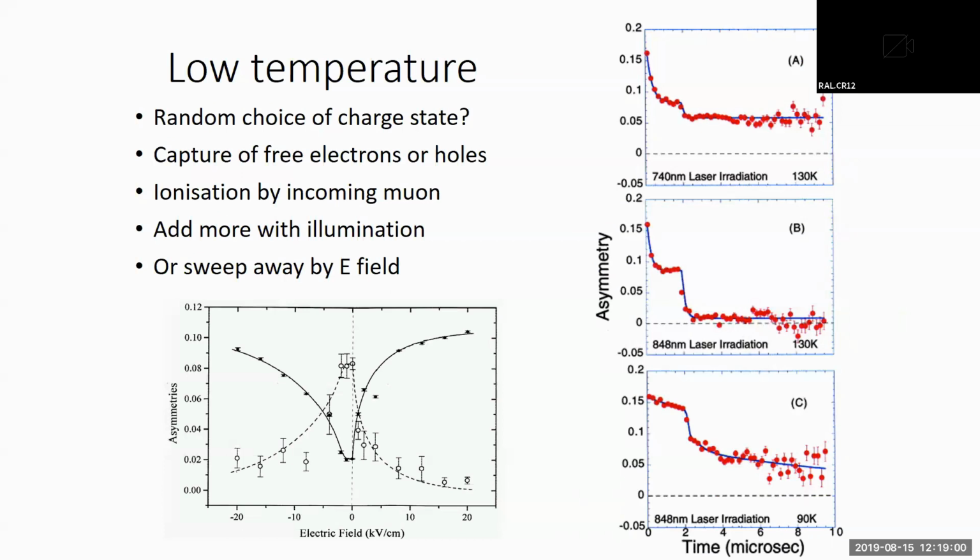And then, as you increase the temperature slightly, it can capture the free electrons that are also there, and you get some relaxation. There's also ionization of the sample itself by the incoming muon. As the muon is losing energy, one way it can lose energy is to generate electron hole pairs across the gap. Of course, in a semiconductor material, they're relatively long-lived and also mobile, so they can travel to subsequently arrive at the muon site.